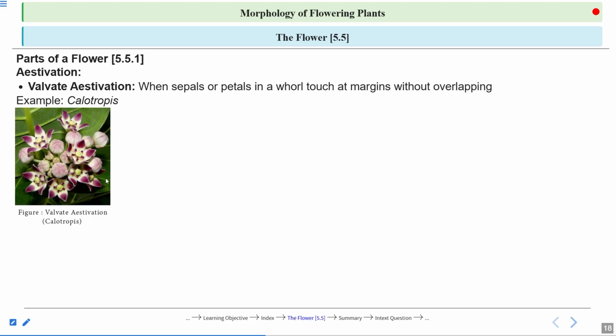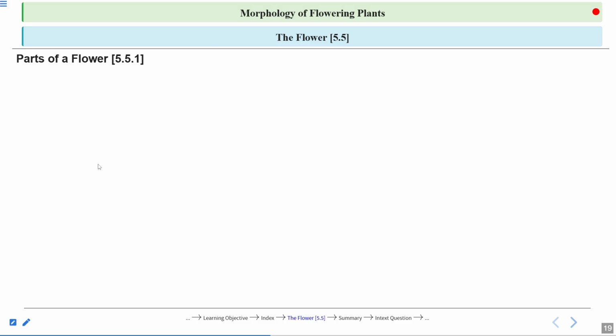This is a very, very important flower. For Hindus, they make a garland of this flower and they go to the Shiva temple, right? So this is very, very famous, calotropis. In Hindi we call it Madar. Calotropis shows the valvate type of estivation. Coming to the next one.